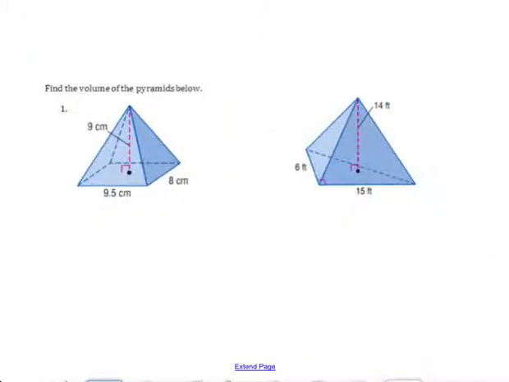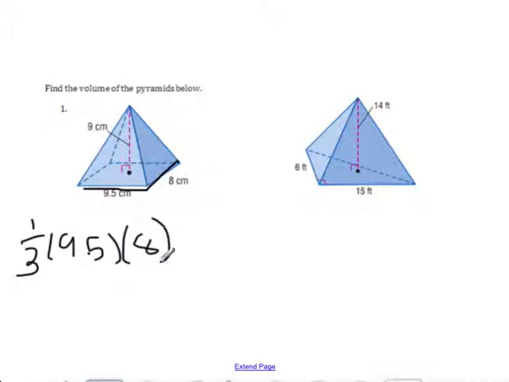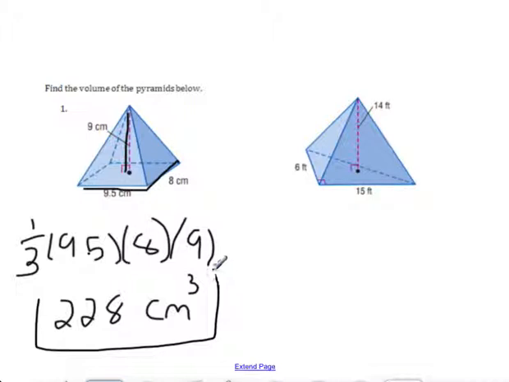So for number 1, we want to find the volume of the pyramids below. First we're going to have our 1/3. To get the area of the base, it's going to be base times height of the base. So that's going to be 9.5 times 8. Now that represents the base, and now we need to multiply it by the height. Here's the height, and that's going to be 9. So I have 1/3 times 9.5 times 8 times 9, and you multiply all of that together, and you get 228 centimeters cubed for your final answer for that one.